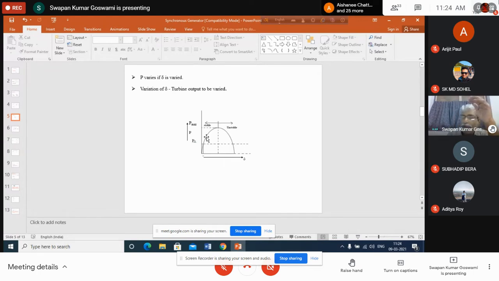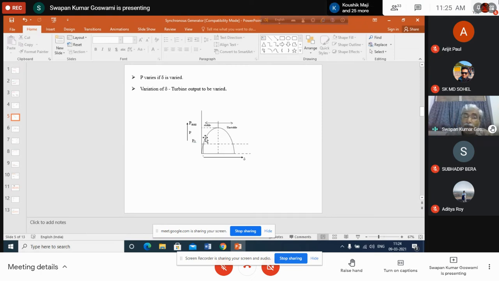But what is the speed of the generator rotor? It is now above synchronous. That means since the speed of the rotor is above synchronous, it will not be stopping at this point where the input power line and output power curve are meeting, because the generator rotor is rotating at a speed higher than the synchronous. So it will continue to rotate at a speed higher than synchronous. That means it will continue to accelerate.